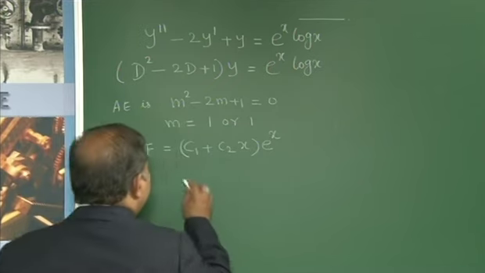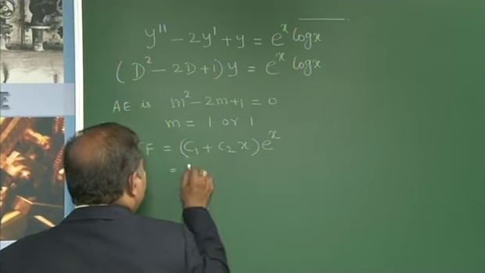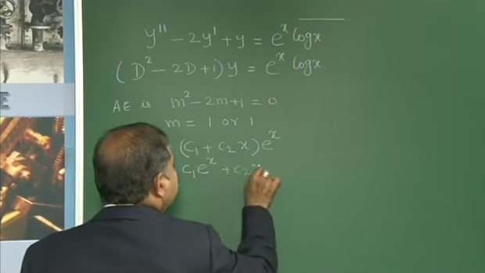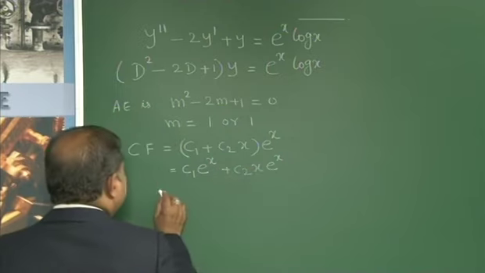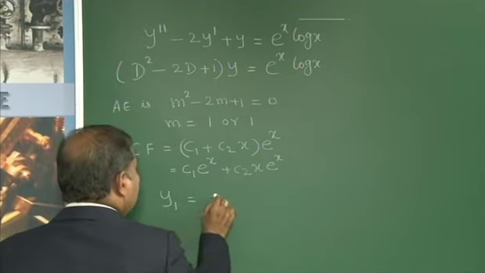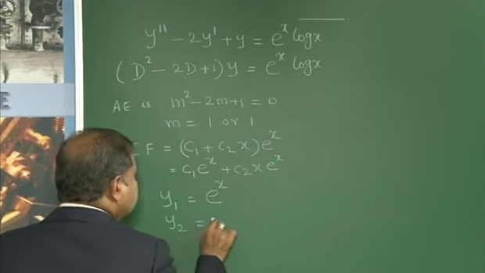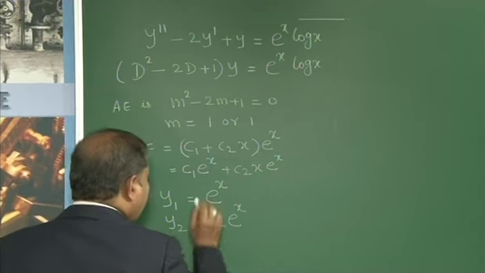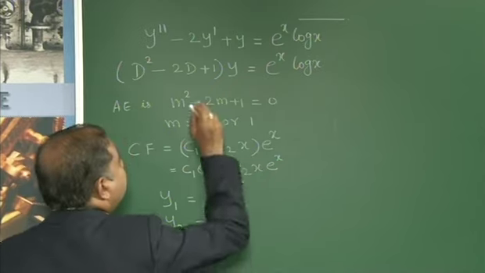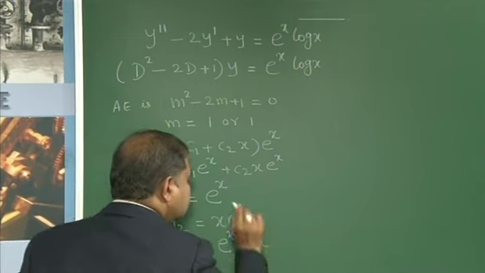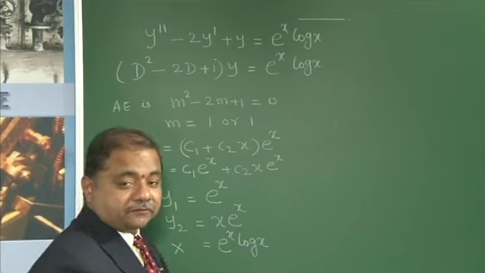Now I want it in the form C1 e^x + C2 x e^x, that is, C1 y1 + C2 y2. Locate it: my y1 in this problem is e^x, my y2 is x e^x, and my capital X is the right hand side, e^x log x. This is the right hand side of the differential equation.